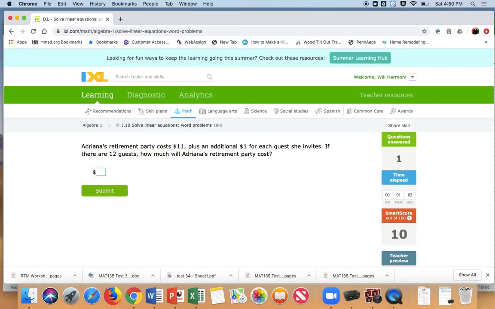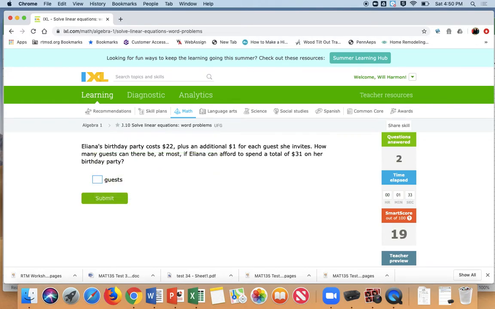On this one, it says Adriana's retirement party costs $11 plus an additional $1 for each guest she invites. If there are 12 guests, how much will Adriana's retirement party cost? Well, just to book the hotel room or rent out the conference room or whatnot, it's going to cost me $11. Then it's going to cost me $1 for each guest. So since I have 12 guests, I'm going to do 12 times 1, and that's 12 plus the 11. That's going to be 23.